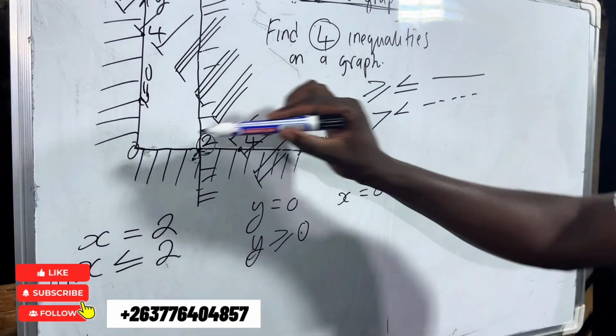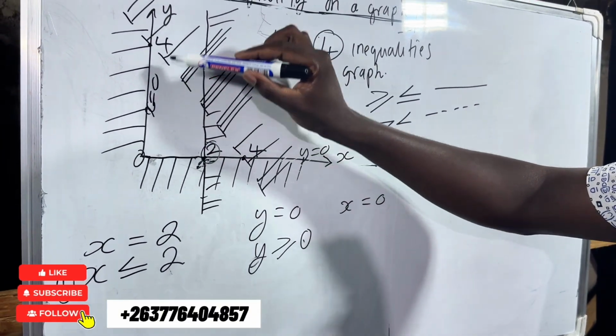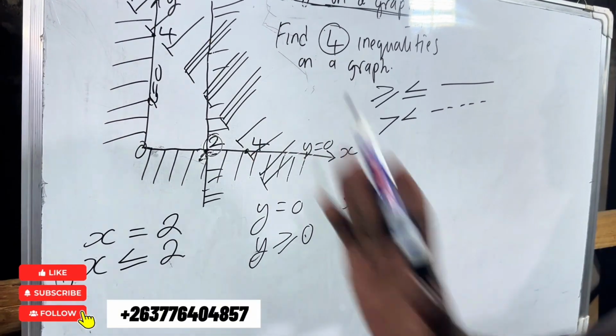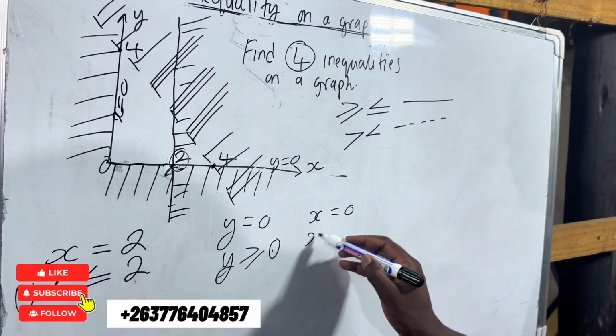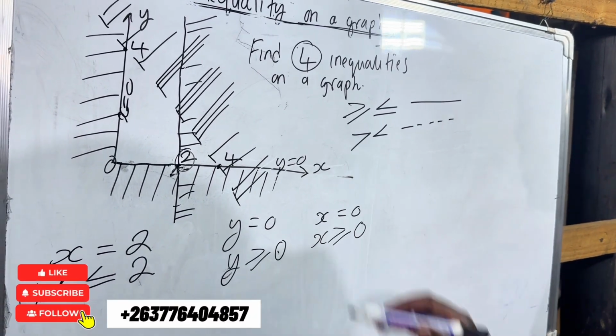Okay, so let's go to this one. x is equal to 0. They shaded the lesser part, so the sign was greater than or equal to. So x is greater than or equal to 0.